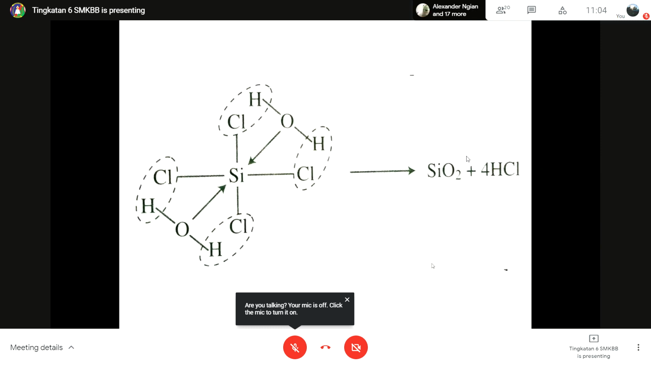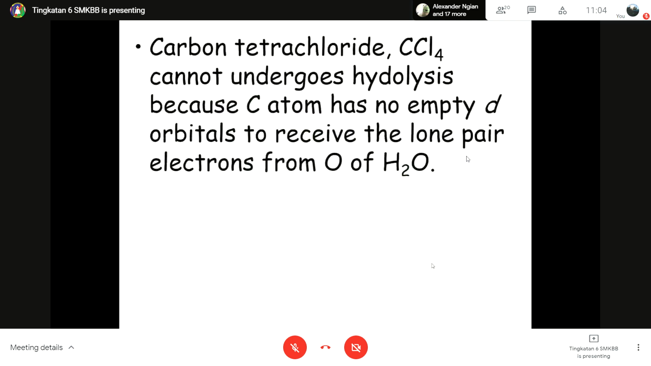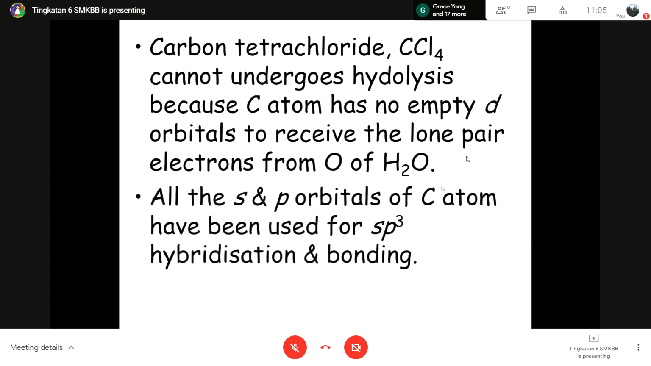Carbon tetrachloride, or tetrachloromethane, cannot undergo hydrolysis because the carbon atom has no empty d orbitals to receive the lone pair electrons from the oxygen of the water. After all, carbon has no empty orbitals at all, because the 2s and 2p orbitals have been used for sp3 hybridization and are involved in bonding with chlorine. So no more empty orbitals, totally out. That's why carbon tetrachloride does not undergo hydrolysis.